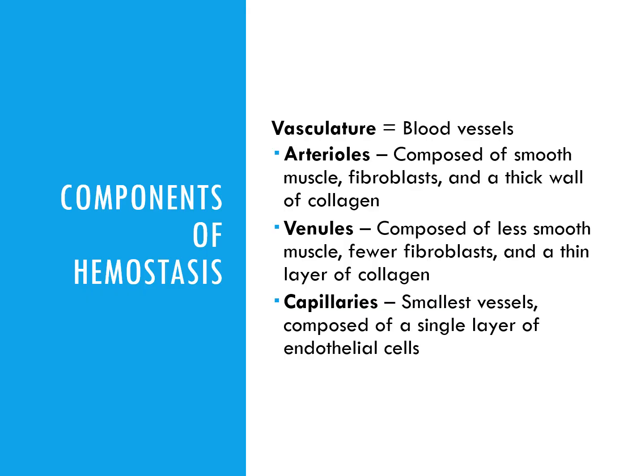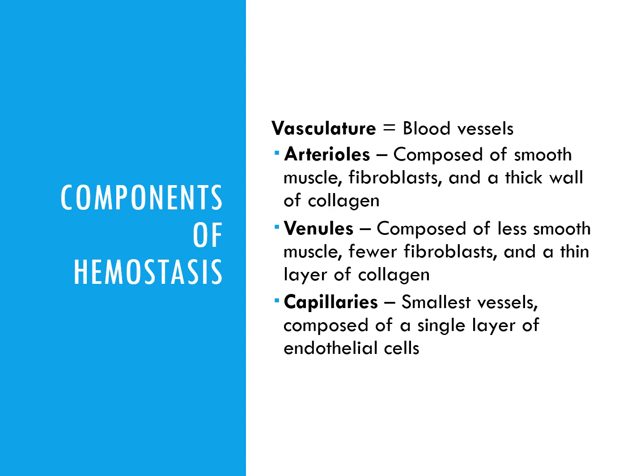The first component of hemostasis that I'd like to talk about is in regard to our vasculature, or our blood vessels. We have three types of blood vessels that are important to know about. Our arterioles, or you may have heard them called arteries. They are composed of smooth muscle, fibroblasts, and a thick wall of collagen.